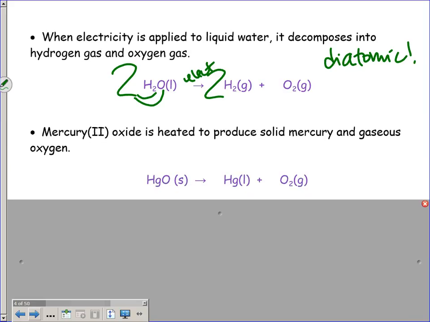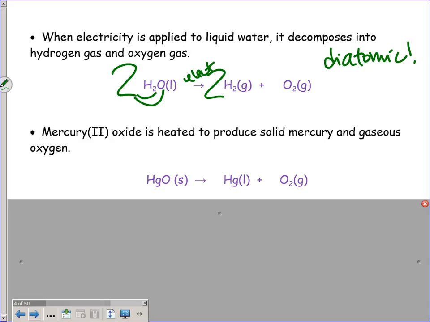Mercury(II) oxide is heated to produce mercury solid and gaseous oxygen. Again, this is mercury(II) oxide, mercury 2 and oxygen, 2s and 2s reduced down to 1 and 1. So this might be one you had a hard time with. But then mercury liquid and oxygen gas, in this case oxygen's diatomic.